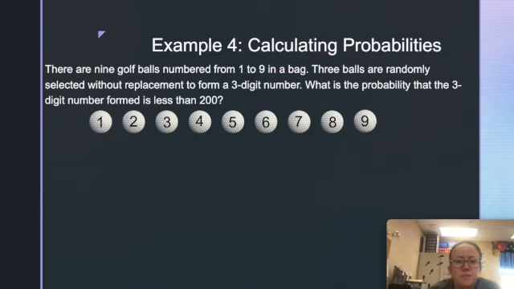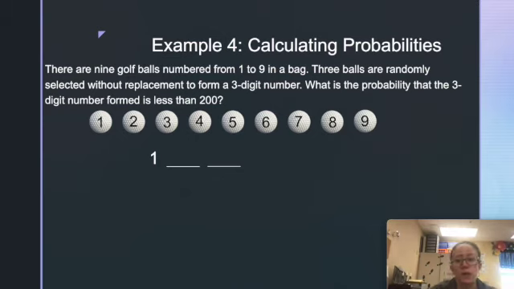This one's kind of a tricky one. So we have to think about this: something less than 200 that is 3 digits would be something from 100, because that's your first 3-digit number, all the way to 199, right? So no matter what, you have to have 1 in that first position. As long as you have 1 in that first position, everything else works, right?